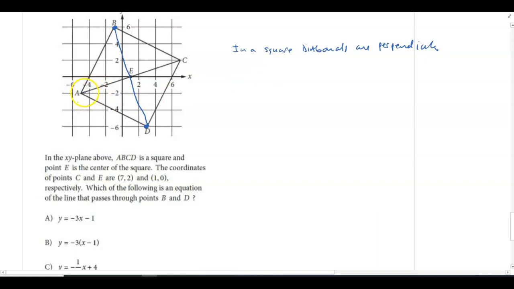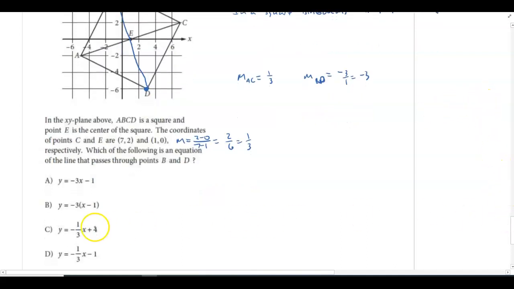So if I find the slope of AC, meaning right away I'm going to use the slope formula here, 2 minus 0 over 7 minus 1. That would give me 2 over 6, which is 1/3. So if the slope of AC is 1/3, I know the slope of BD is going to be the opposite reciprocal. So I'm going to take the opposite of 1/3, which is negative. The reciprocal would be 3 over 1. So the slope of BD right away would be negative 3. And right away that narrows it down to one of these two choices.